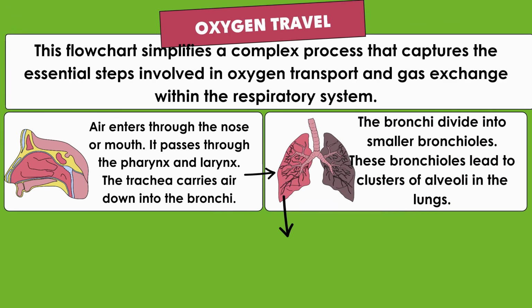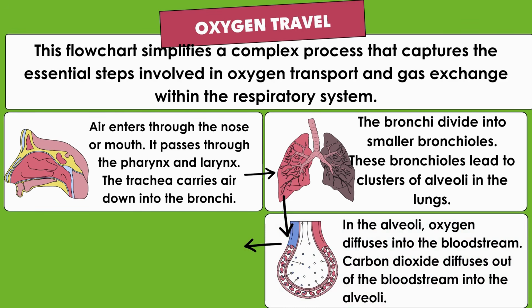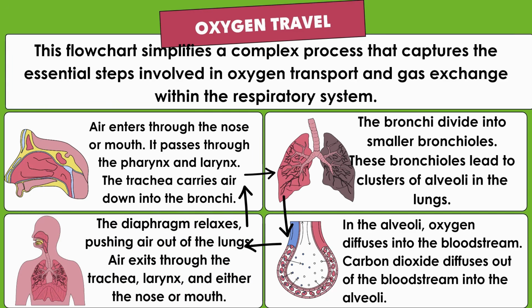The bronchi divide into smaller bronchioles. These bronchioles lead to clusters of alveoli in the lungs. In the alveoli, oxygen diffuses into the bloodstream. Carbon dioxide diffuses out of the bloodstream into the alveoli. The diaphragm relaxes, pushing air out of the lungs. Air exits through the trachea, larynx, and either the nose or mouth.